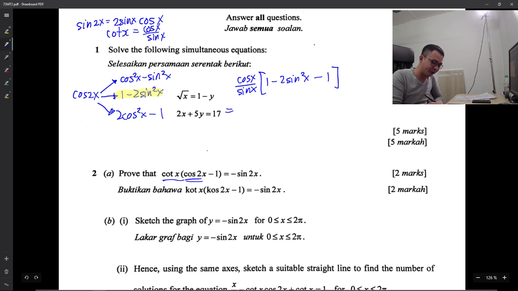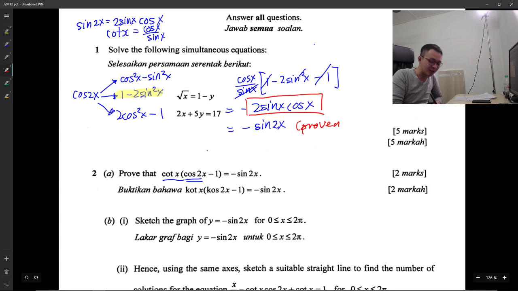Right, so very obvious, right? 1 minus 1, you get 0. Sine x and sine x, you simplify. Then you get negative 2 sine x cos x. So this is negative sine 2x, because 2 sine x cos x, we can change it to sine 2x, isn't it? So therefore, proven. Just 2 marks. Okay, the question just tests how much you can understand over here. So I guess it's quite easy.